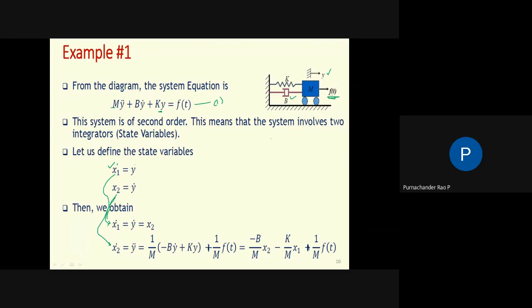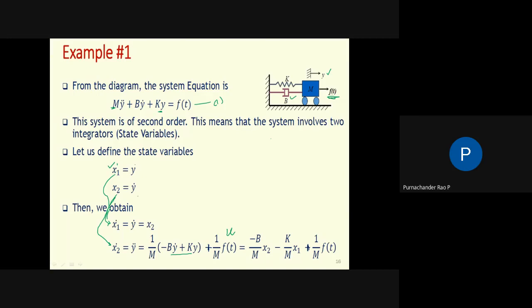Okay, so here this m will be taken to this side, f of t, because your input is there. f of t minus b y dash minus k y, divided by m. So this can be taken as 1 by m into minus of b y dash plus k into y, plus 1 by m into f of t. So this is your input, okay, and here these are the outputs, the state variables.